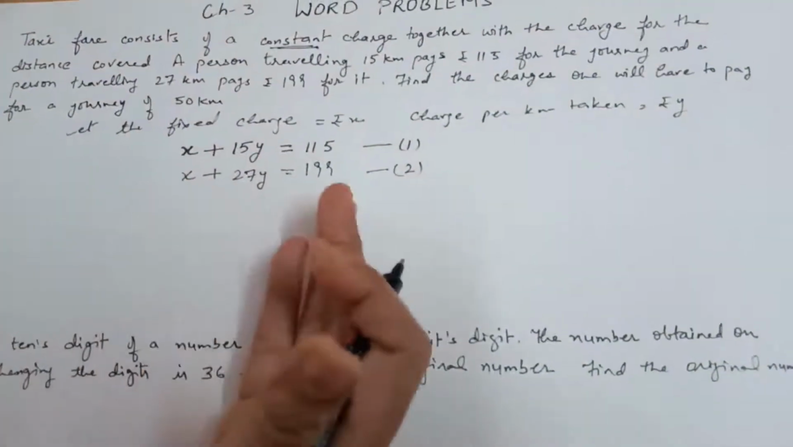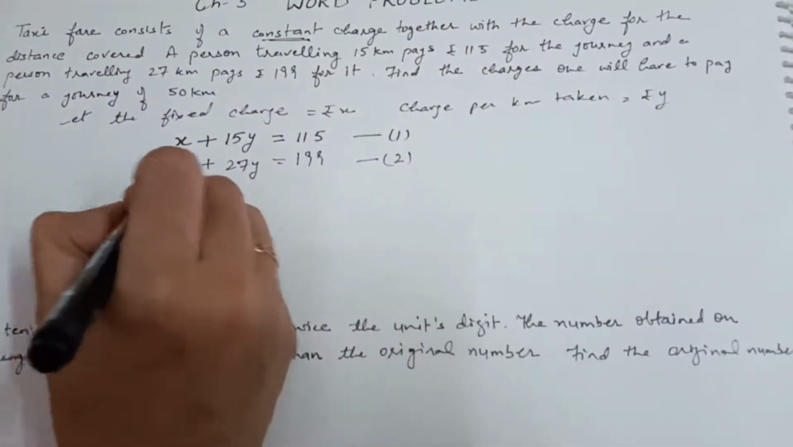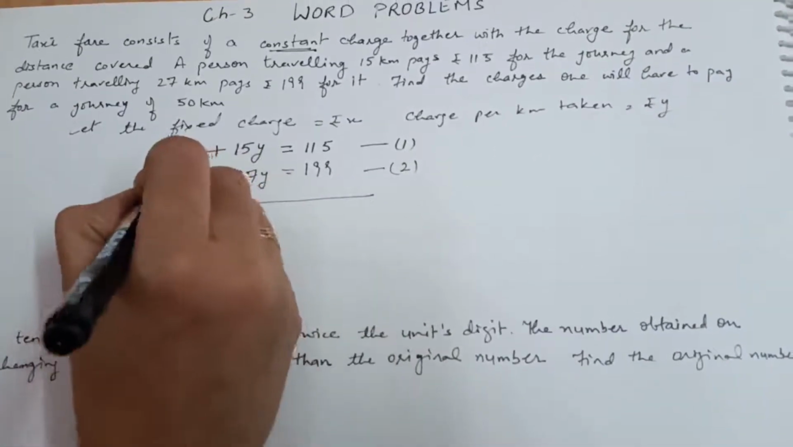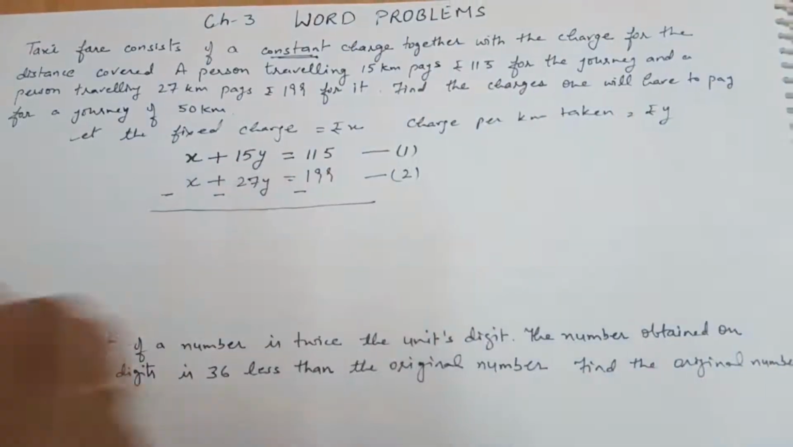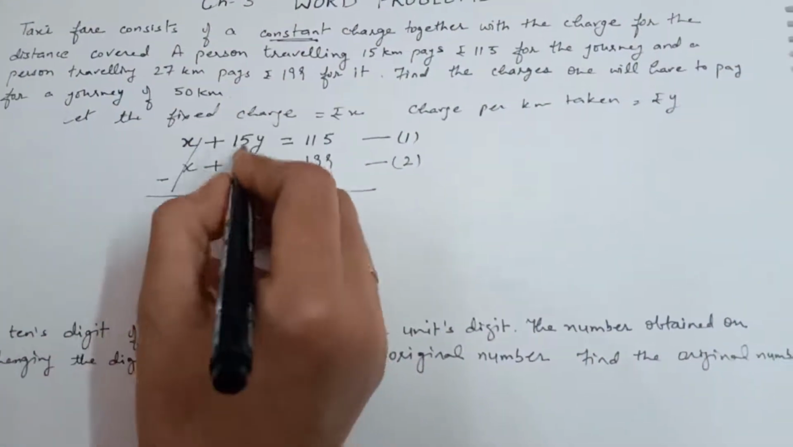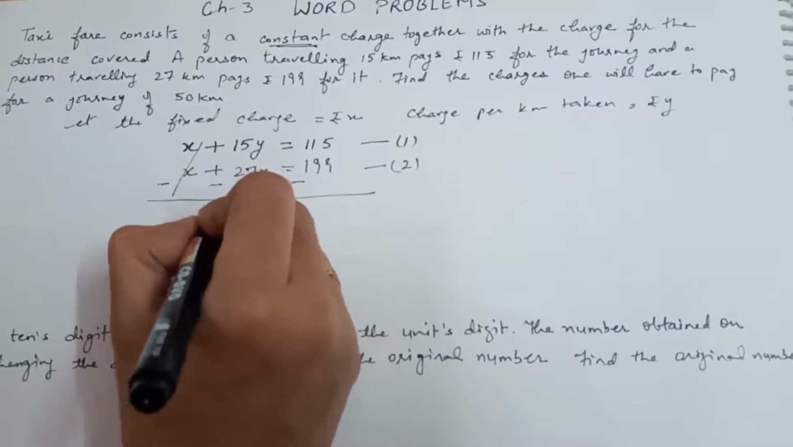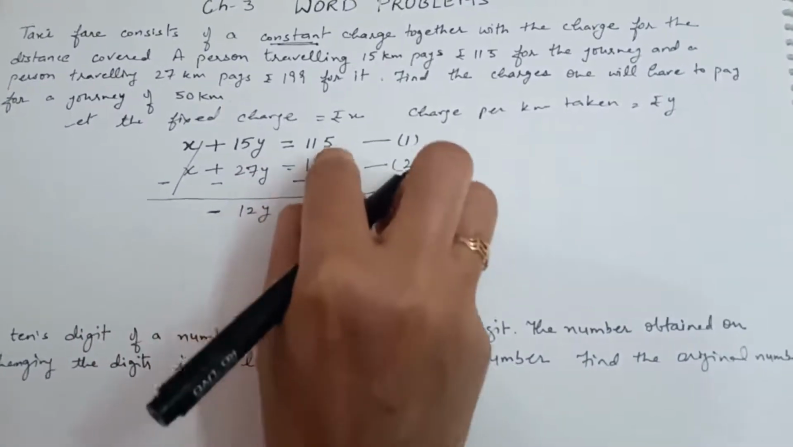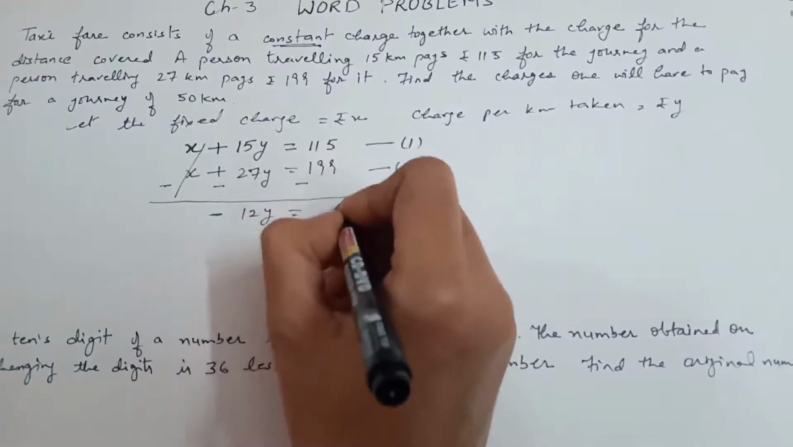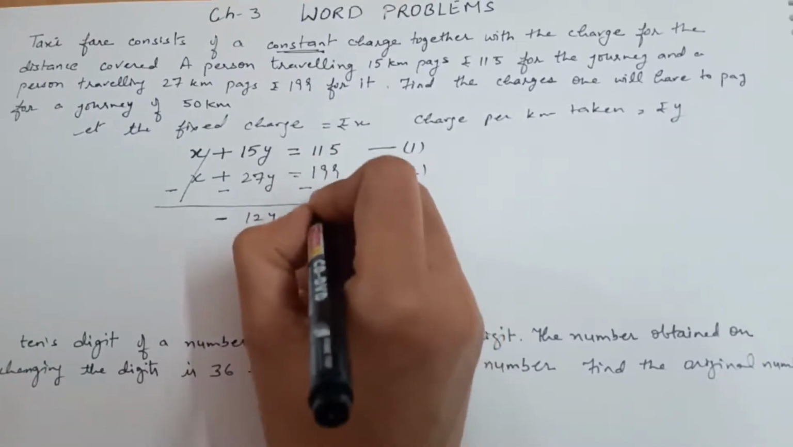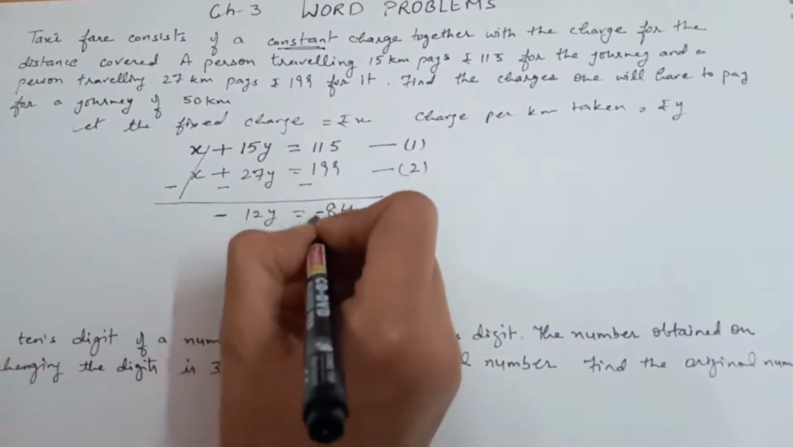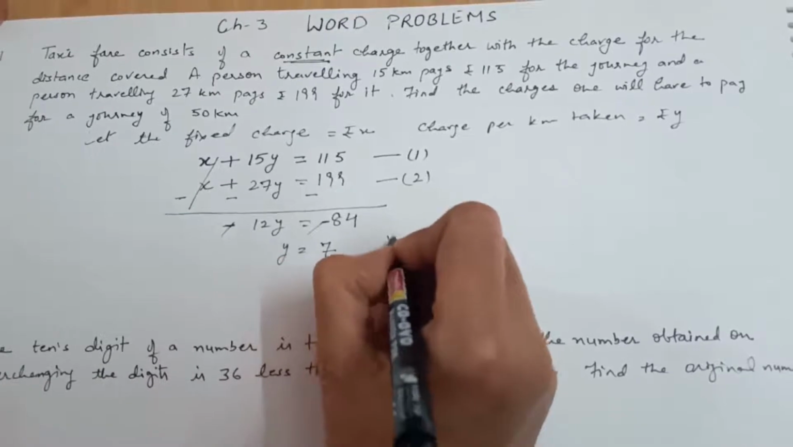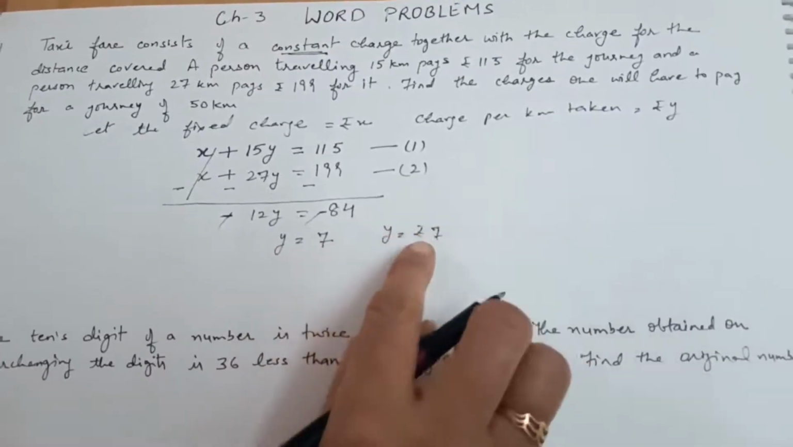Now, which method to use? Elimination. To eliminate x, it is very easy. I will subtract the second equation from the first, changing the signs. The x will cancel out. 27 minus 15, you know, is 12, so this is 12y. On the other side, 199 minus 115 is 84. So y equals 84 by 12, which is 7. So y is rupees 7.